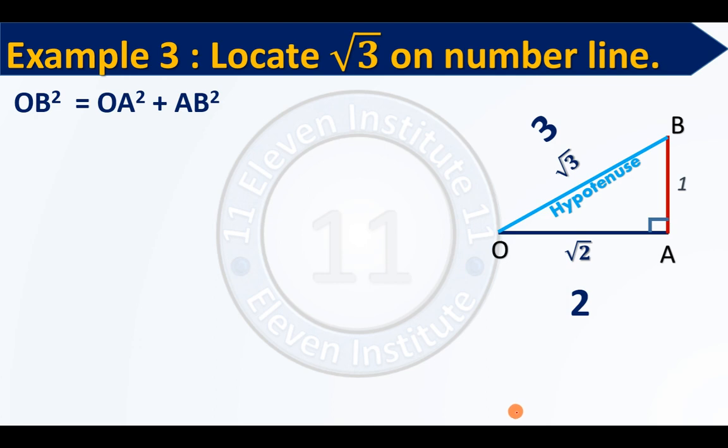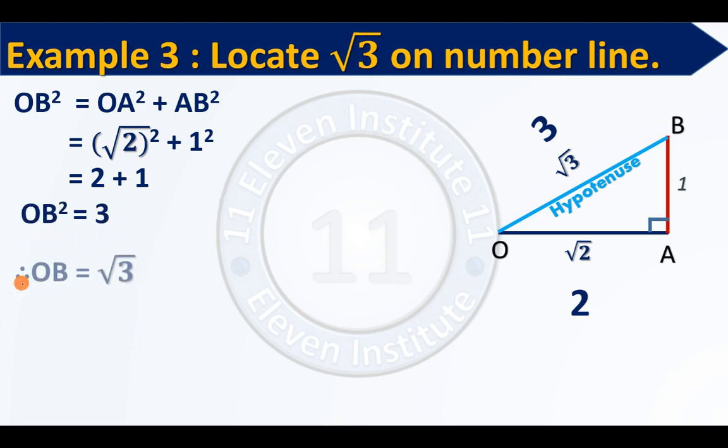Right, I hope this is clear to you. We will verify this with the Pythagoras theorem. We will put OA as root 2 and AB as 1. We will square them. Root 2 squared, the square and square root cancel each other's effect, and we will get 2. And 2 plus 1 will give us 3. You can see, OB will be equal to root 3. Right?